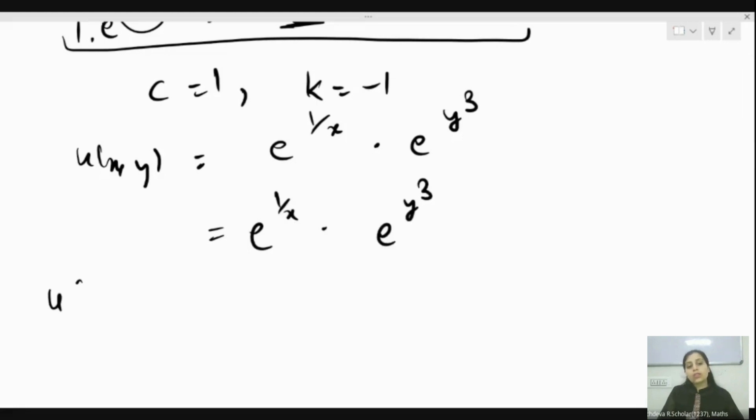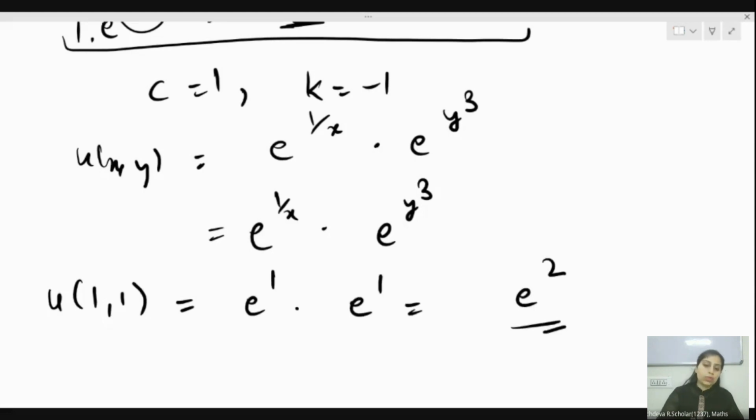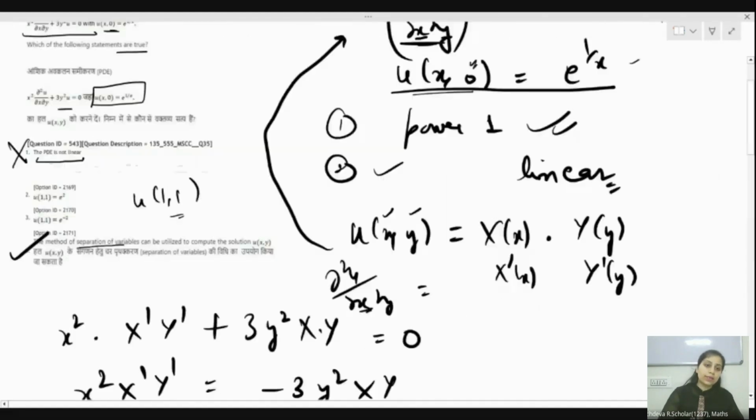And we are to find u(1,1). The options want the value of u(1,1). So substituting x is equal to 1, y is equal to 1, e raised to power 1 into e raised to power 1, that is e raised to power 2. So the final answer is e square. The second option is correct and the third is wrong. So the final answer is second and fourth, and this question is 4.75 marks and an easy question.